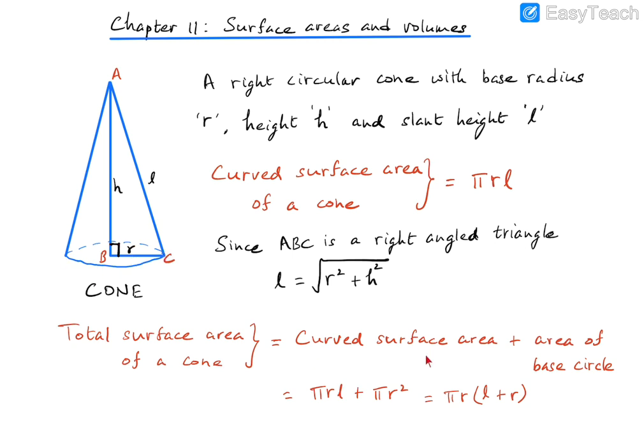So we have the curved surface area given by pi r L, and the area of the base circle is going to be pi r square, because the area of the circle formula is pi r square and we have the radius as r. So we can take the common factors out and we get pi r into (L plus r). So that's the formula for the total surface area of the cone, which is nothing but the sum of the curved surface area and the area of the base circle. So we calculate the curved surface area and add the area of the base circle. That gives us the total surface area of the cone.